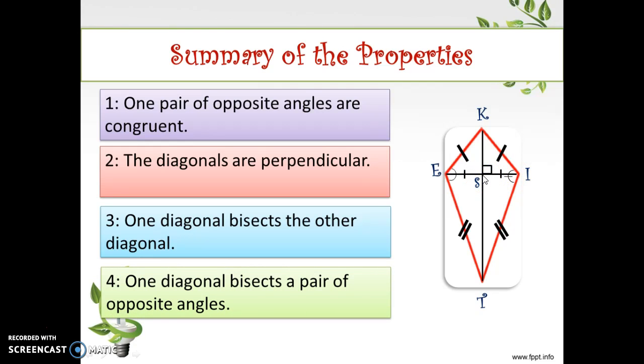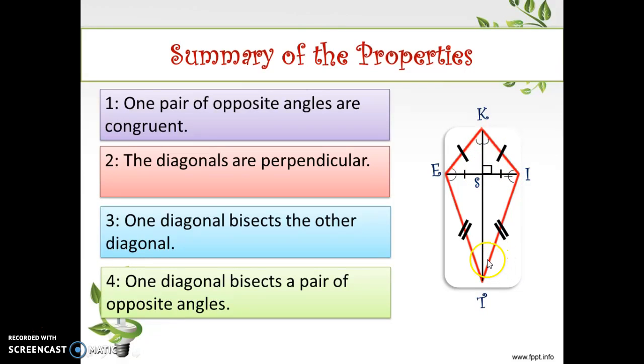And the fourth property states that one diagonal bisects a pair of opposite angles. These angles are K and T. They are being bisected by this diagonal line segment KT. So we can say that this angle here and this angle here are congruent. So angle EKS or EKT is congruent to angle IKT or IKS.